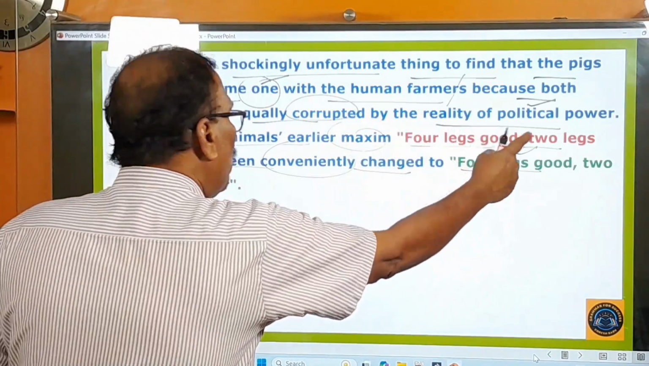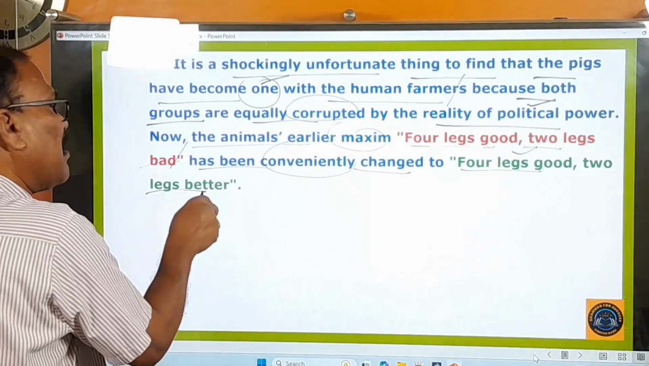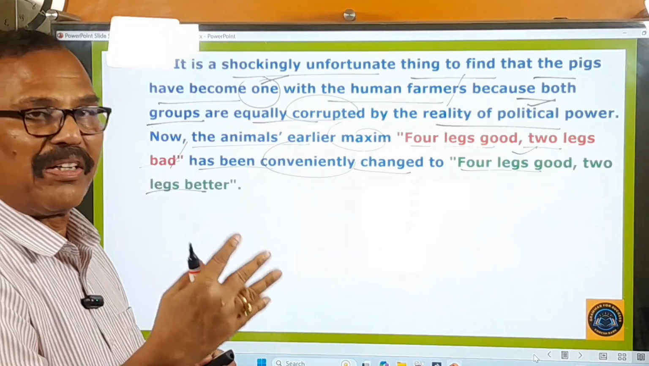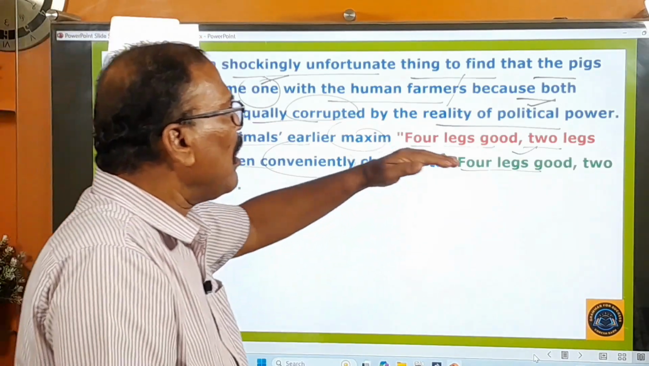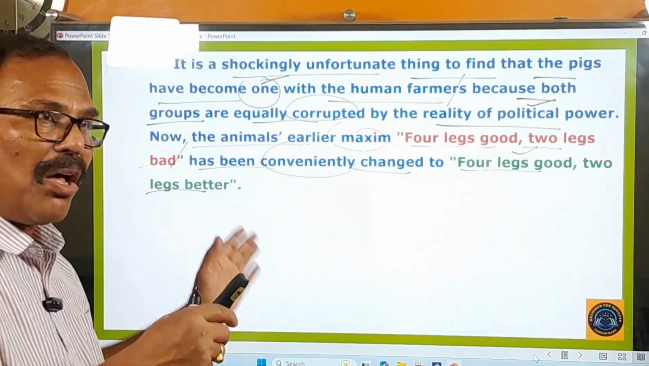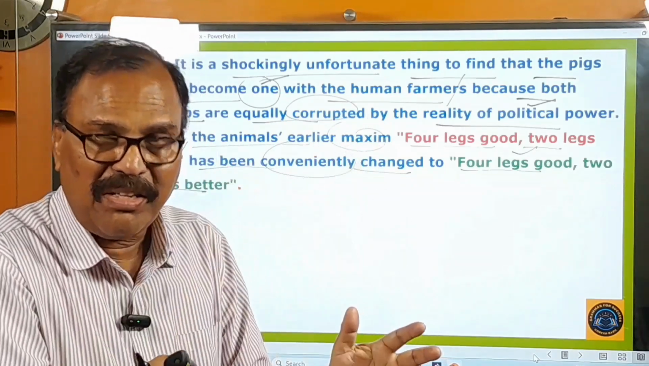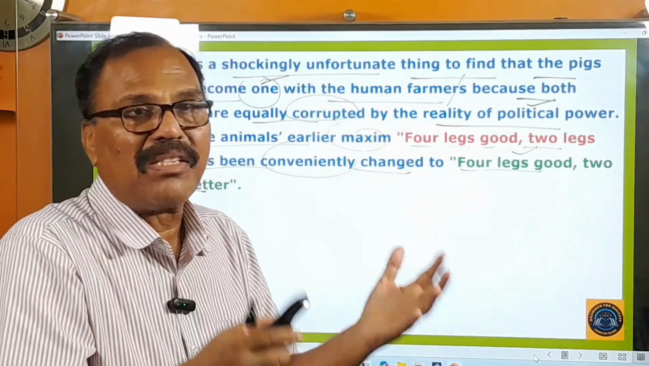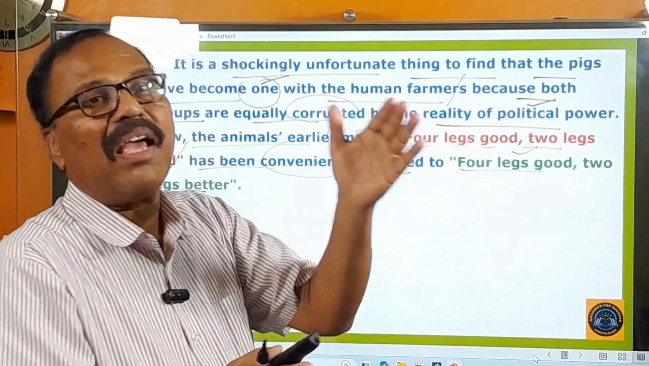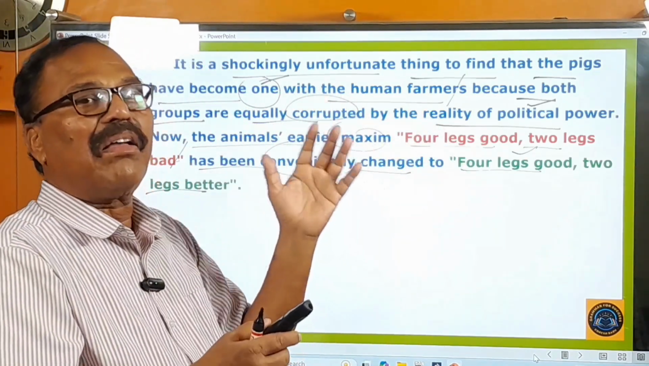So earlier two legs bad, but now what happened? Two legs better. That means the human beings have become better or good for these animals. That means the animals are good and the human beings are also good. So now the mindset of the animals has changed. The opinion of the animals has changed, because these animals are behaving like the human beings. The human beings are behaving like the animals.